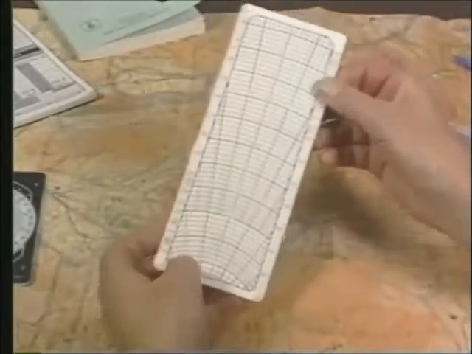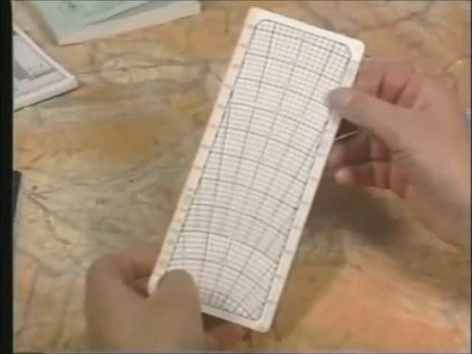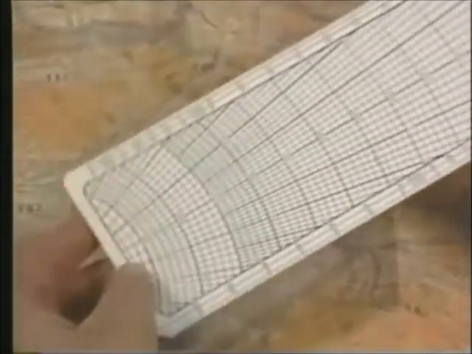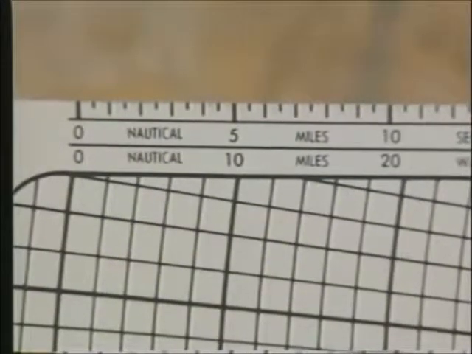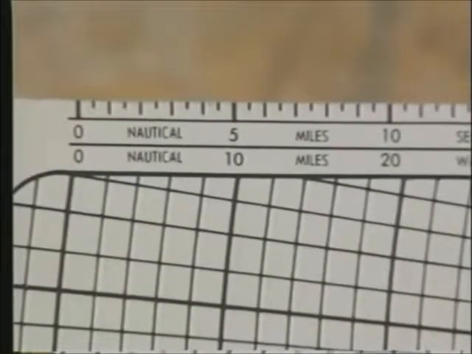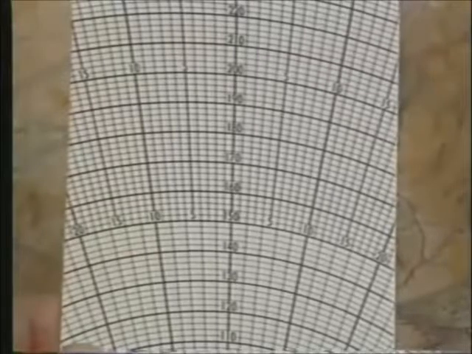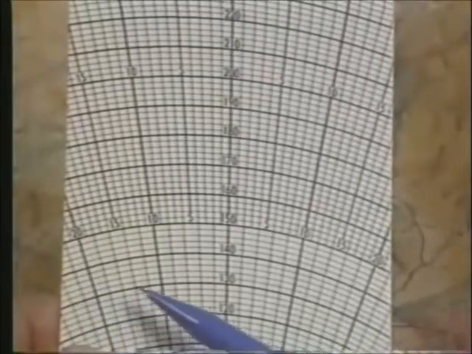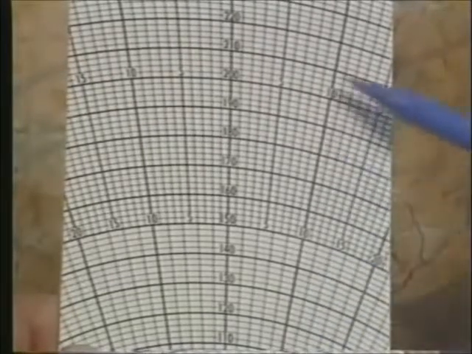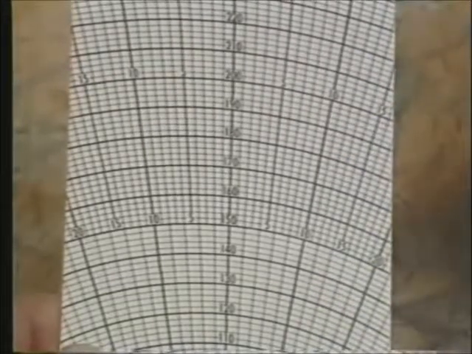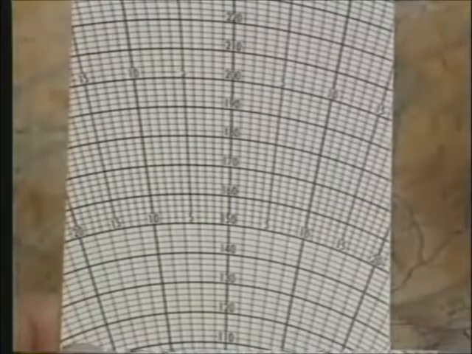Notice that the grid is printed on both sides. The high-speed side is used mainly for solving problems at jet speeds. There is also a statute and nautical mile scale, which can be used on sectional and WAC charts. The low-speed side of the scale is used for aircraft flying at lower speeds. It contains concentric arcs, which represent speed, and straight lines radiating from a central point, which represent degrees right or left of the center line.